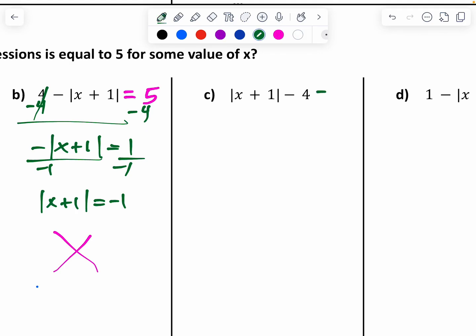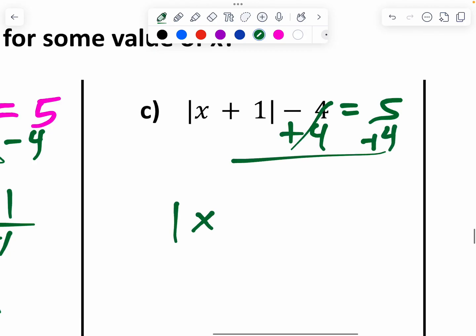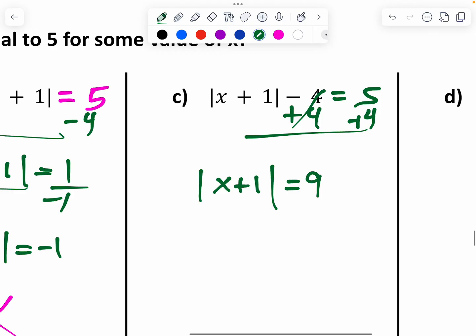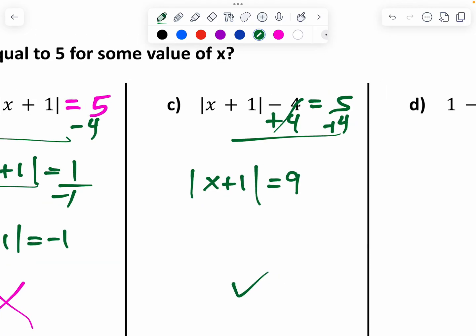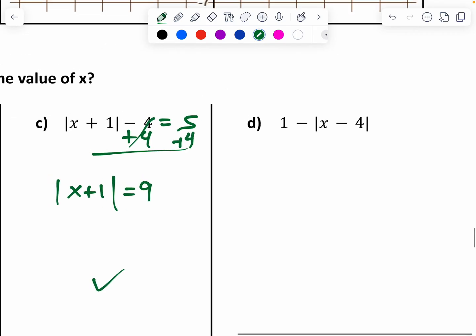So let's try again. We've got equal to 5. Let's see. Add 4 to both sides. That's x plus 1 in the absolute value equals 9. That's a positive, so that's good. But, you know, there's more than one option. I just want to make sure that's the only one that is positive. So let's go over here and try this one.